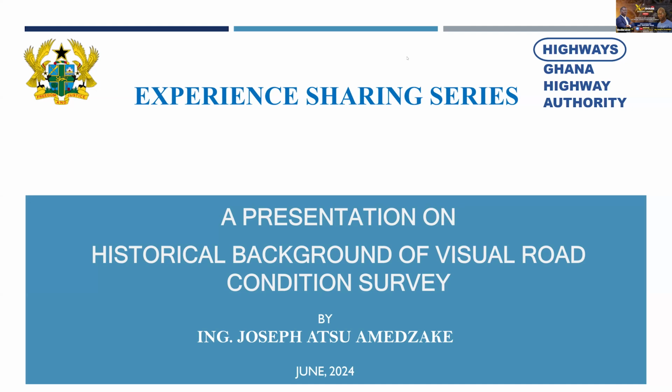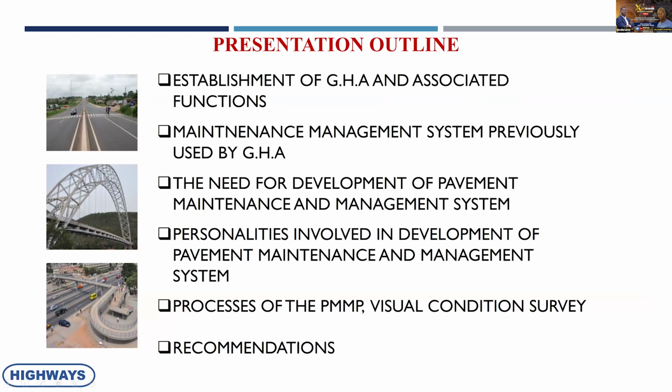I'm pleased this morning to be given the opportunity to share on the historical background of visual road conditions survey at the Ghana Highway Authority. The outline of the presentation is as follows. We'll look at the establishment of Ghana Highway Authority and associated functions. Then we'll look at the maintenance management system previously used by the authority. And then we'll consider the need for development of an enhanced pavement maintenance and management system.